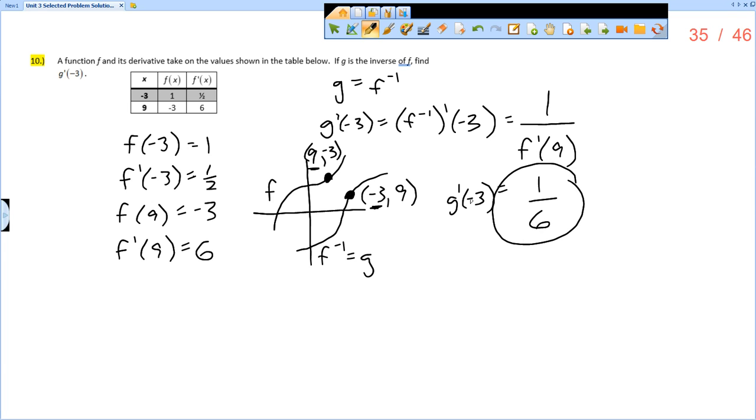So once again, not a lot of work to do, but it's very important that you understand what this table shows and how to deal with switching the x and y values.